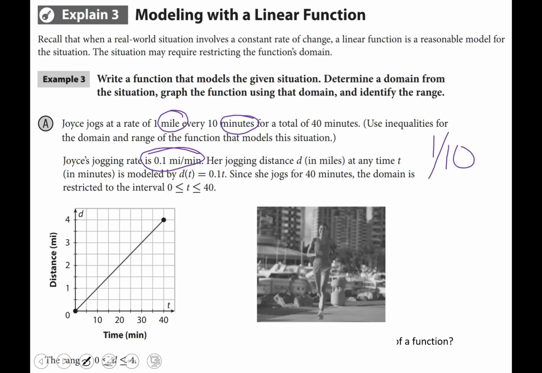Her jogging distance, D, they're going to use that D in all of these types of problems, in miles at any time in minutes is modeled by this. They took that 0.1 and they multiplied it by the time for the function. Since she jogs for 40 minutes, the domain is restricted to the interval 0 to 40. So that was just coming from how many minutes she is jogging. And then there's the picture of it right there.